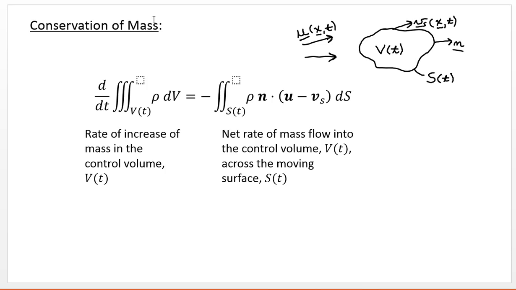We see that the normal vector n points outward from the control volume, so minus n points inward, and so minus n dotted with u minus Vs is the normal component of the relative fluid velocity, that's the fluid velocity relative to the velocity of the control surface, moving into the control volume V of t. So we add that times rho, and this is basically the mass flux into the control volume. Integrate that over the surface, and that's the net rate that mass flows into the control volume.